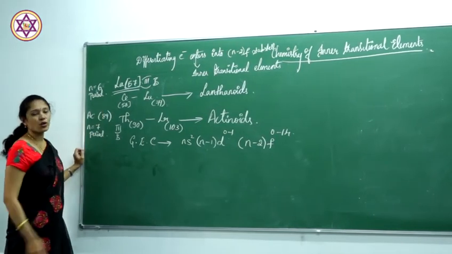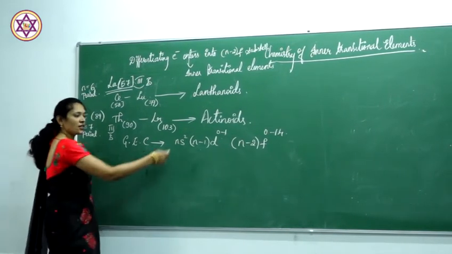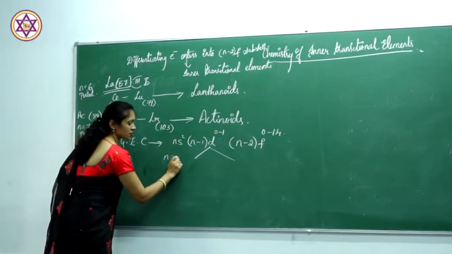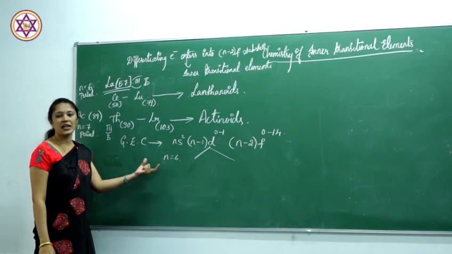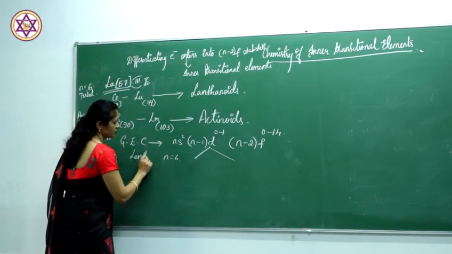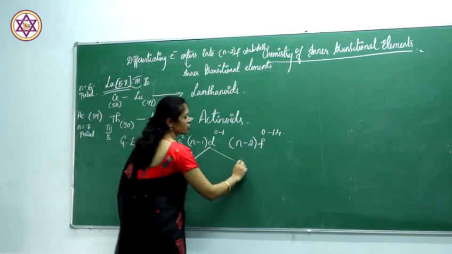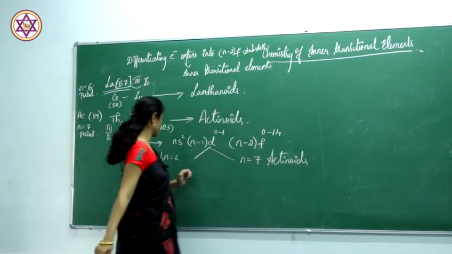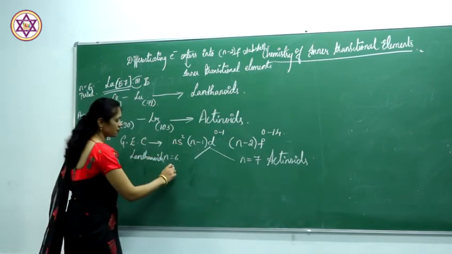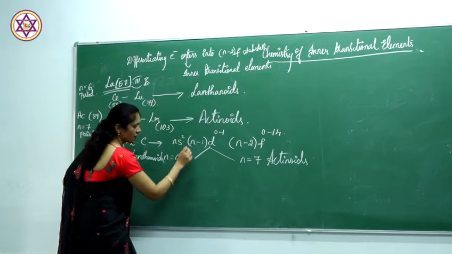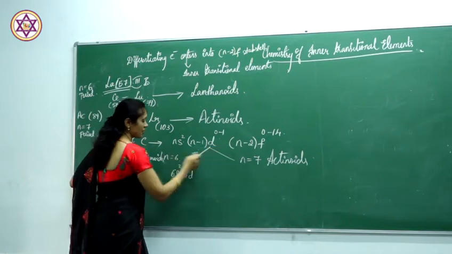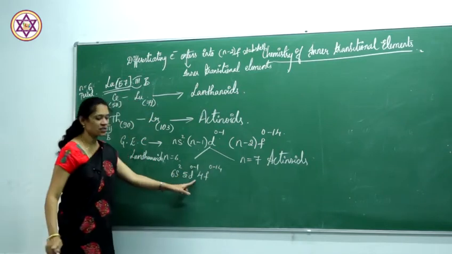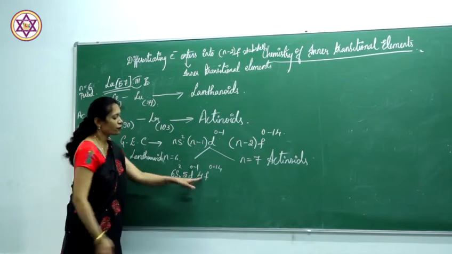Coming to the electronic configuration: the general electronic configuration of the F block element is this. When n is equal to 6, you get the general electronic configuration for lanthanoids, and if n is equal to 7, you get the configuration for actinoids. Substituting 6: 6s2, 5d 0 to 1, 4f 0 to 14.